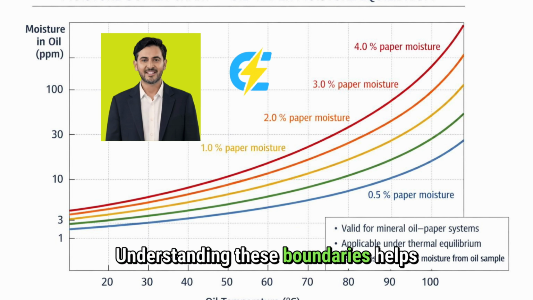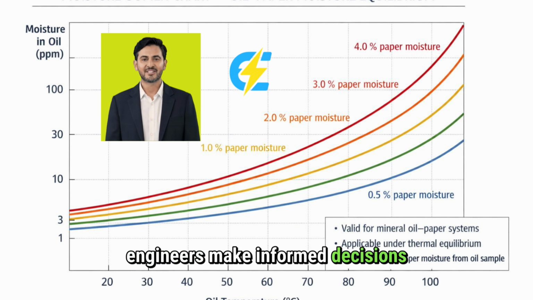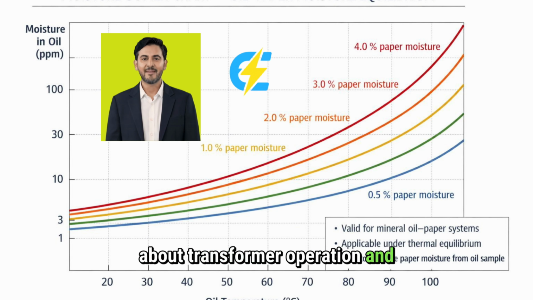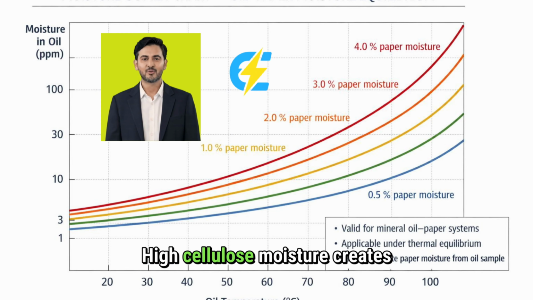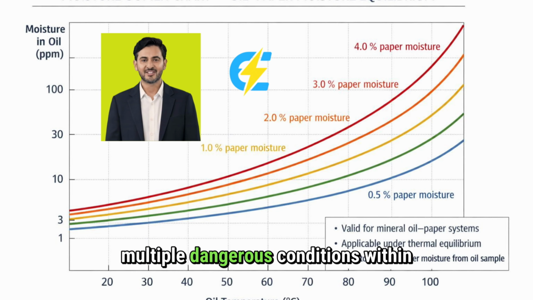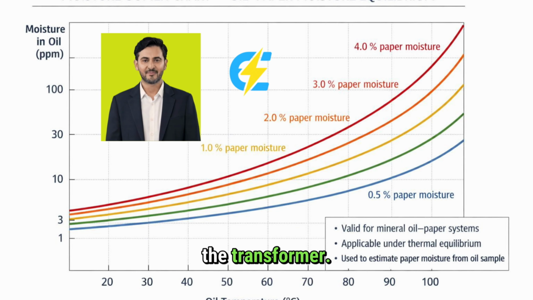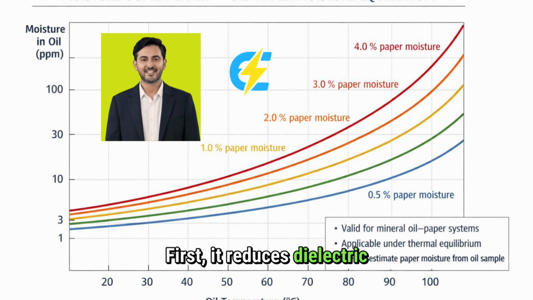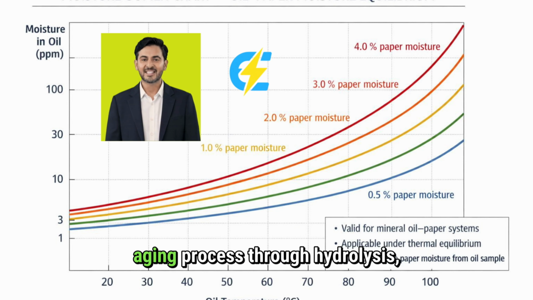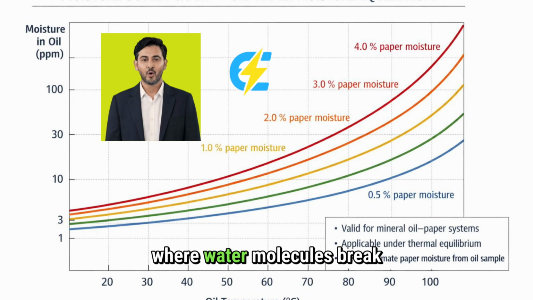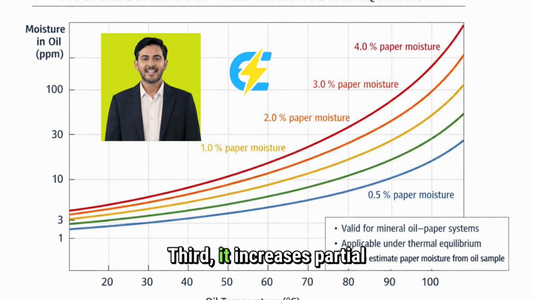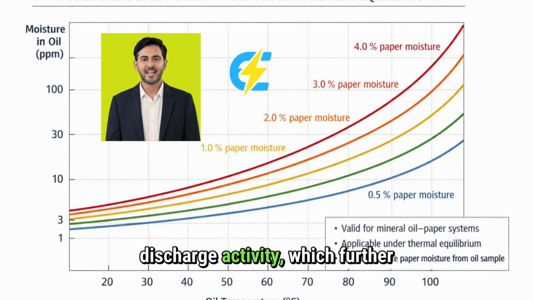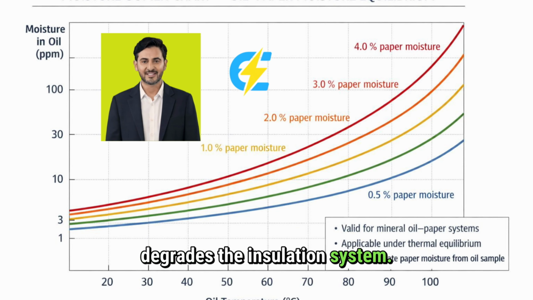Understanding these boundaries helps engineers make informed decisions about transformer operation and maintenance. High cellulose moisture creates multiple dangerous conditions within the transformer. First, it reduces dielectric strength, making the insulation more vulnerable to electrical stress. Second, it accelerates the aging process through hydrolysis, where water molecules break down the cellulose polymer chains. Third, it increases partial discharge activity, which further degrades the insulation system.